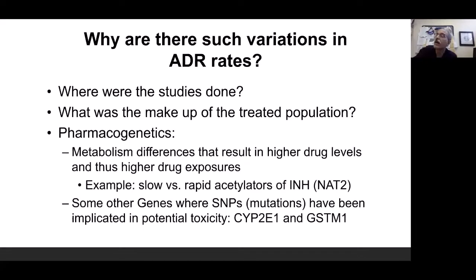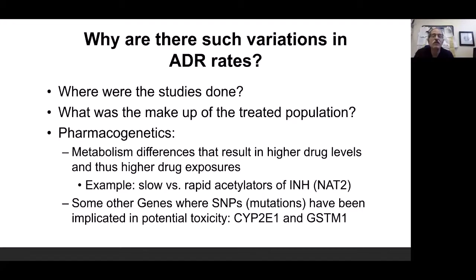And one of the things that we are learning more and more about is the science of pharmacogenomics, that there are metabolism differences that result in higher rates of drug reaction, in part due to metabolism that leads to higher drug exposures, as well as other genes that seem to affect the way we respond to medications.